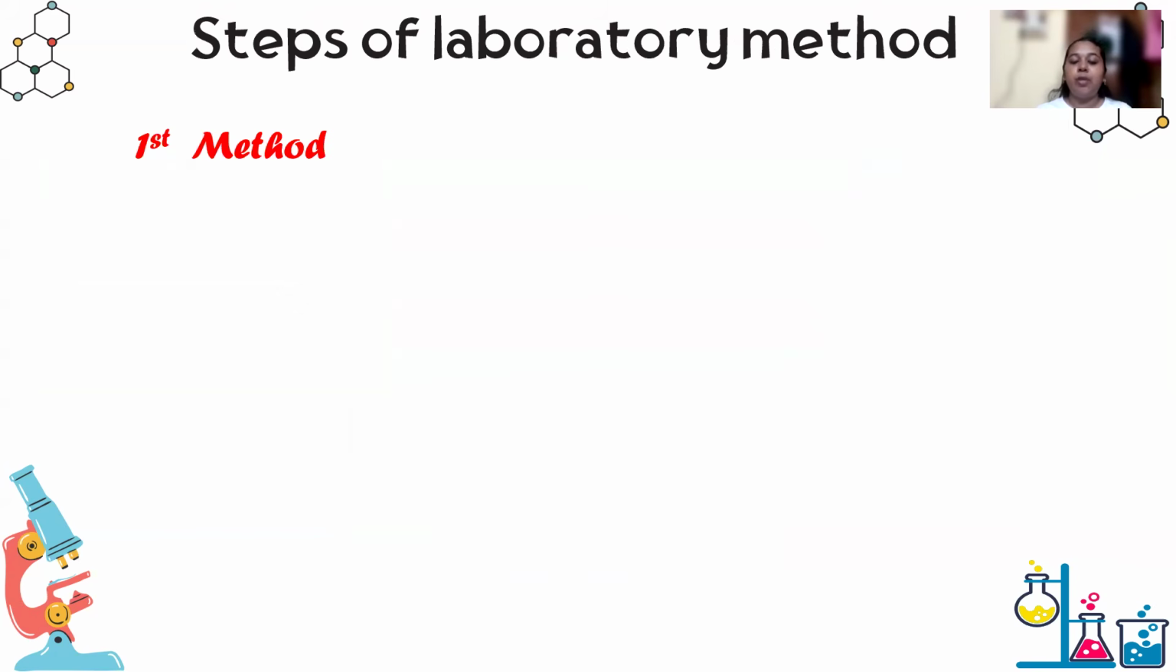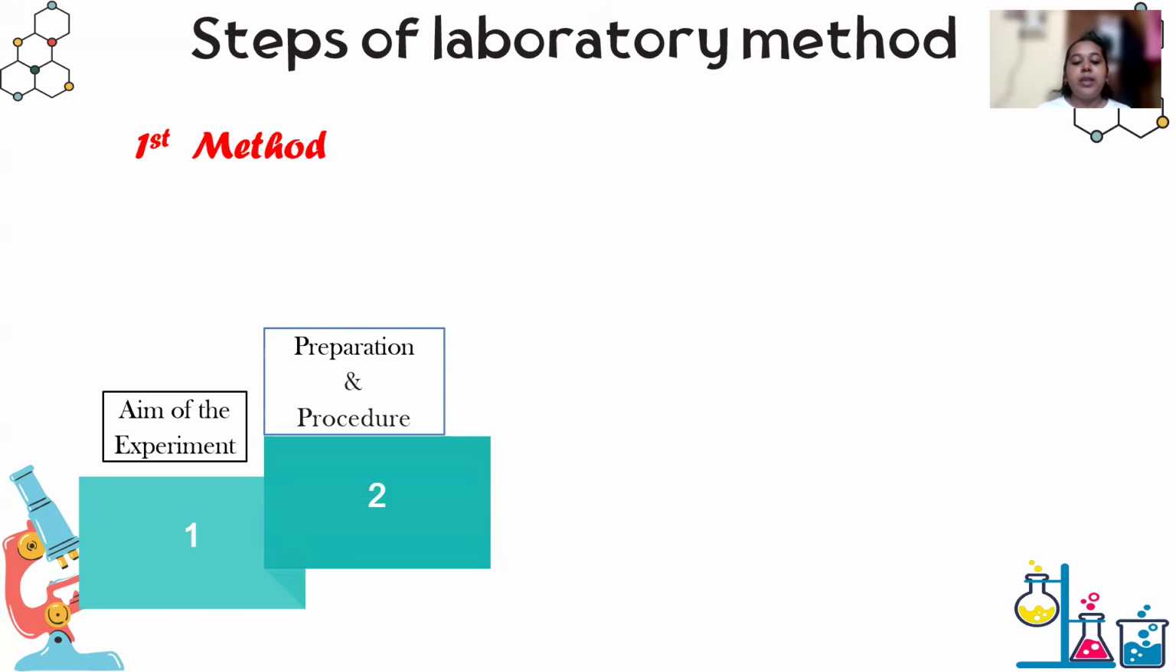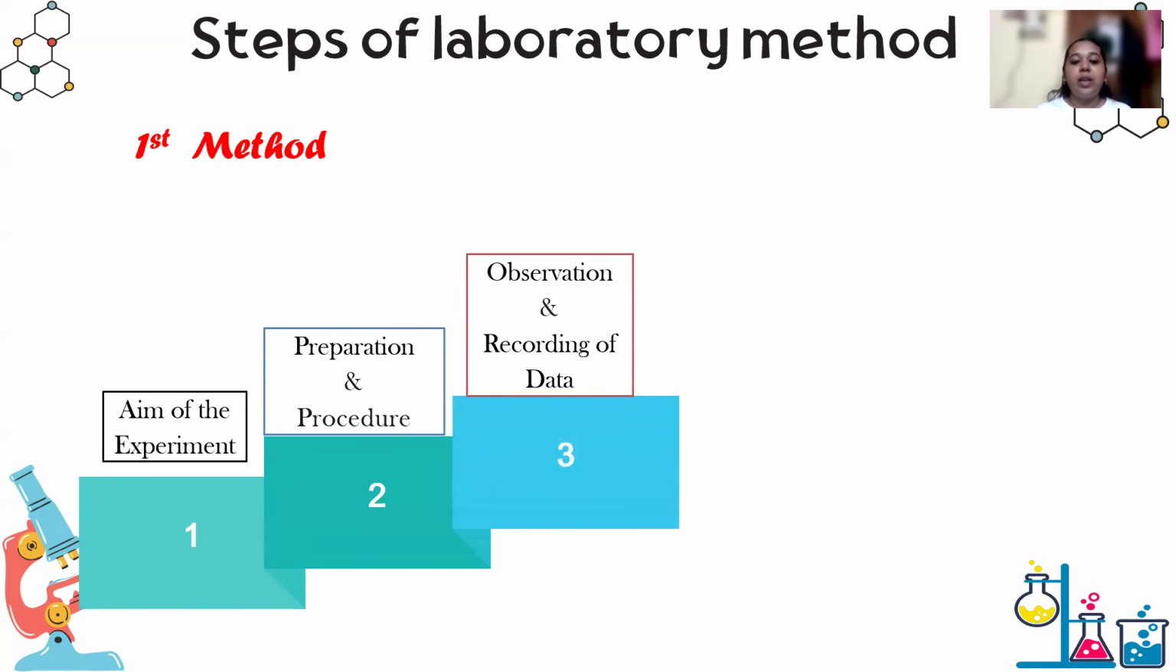We will be discussing both the methods. In the first method, first, the teacher will announce the aim of the experiment. Next, the preparation and the procedure. So the teacher will first guide the students about how the procedure is, and what the requirements for the practical are.